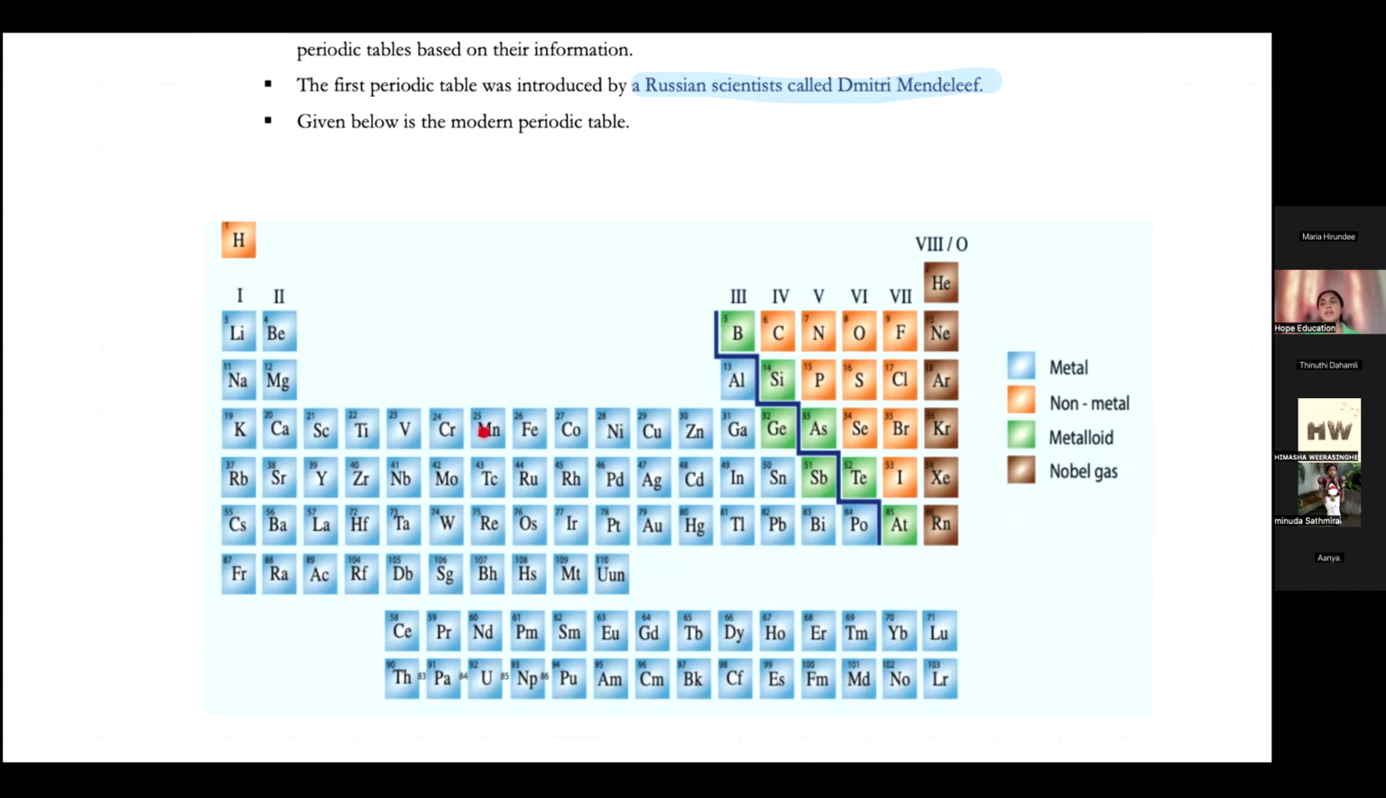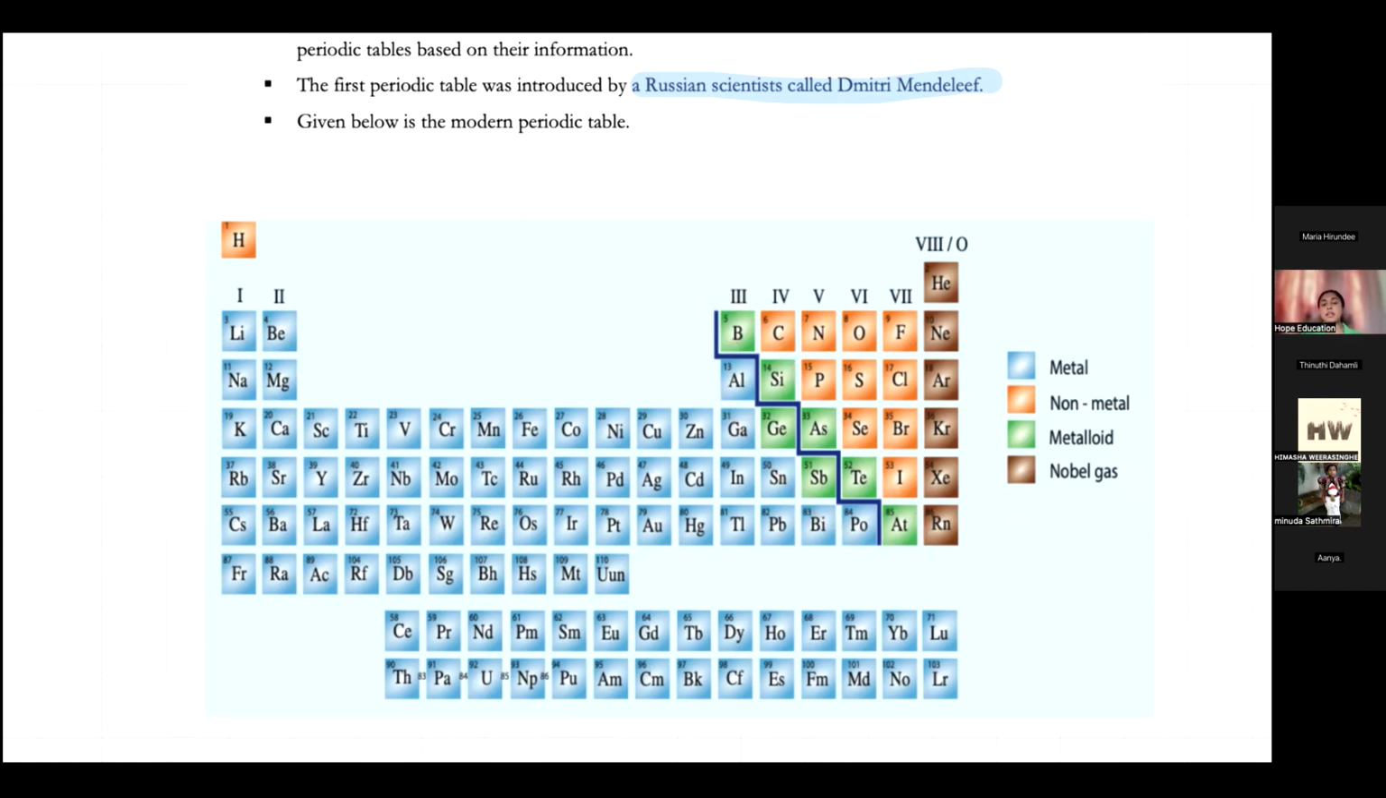So in grade 9 also we have learned about metals, non-metals. So all these shown in blue are metals. And then what is shown in orange and brown, they are all non-metals. Brown are non-metals, but they are also called noble gases because they are a bit special. And those shown in green, we call them metalloids because they have some metal properties and some non-metal properties. They are like in the middle. So they are called metalloids.